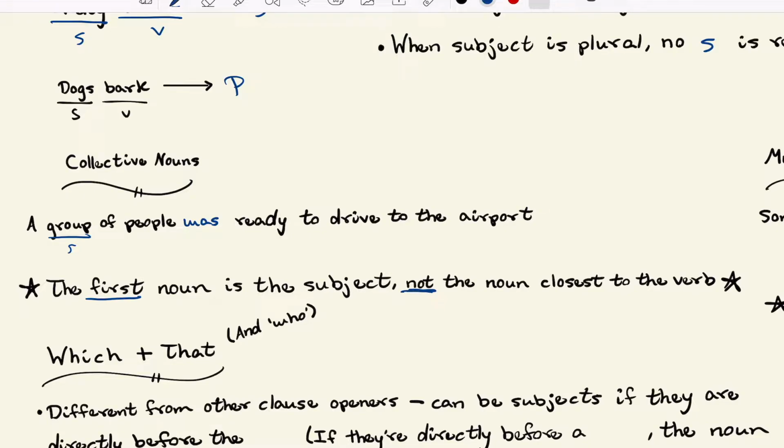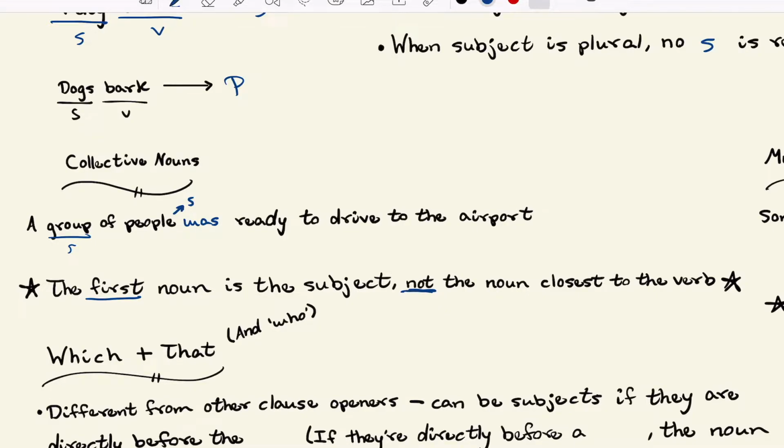This can be a common mistake because a lot of people might think that the subject is people, and in that case, it's plural, so then people would say, "A group of people were ready to drive to the airport." But it's actually, "A group of people was ready to drive to the airport," because the subject, which is group, is singular.